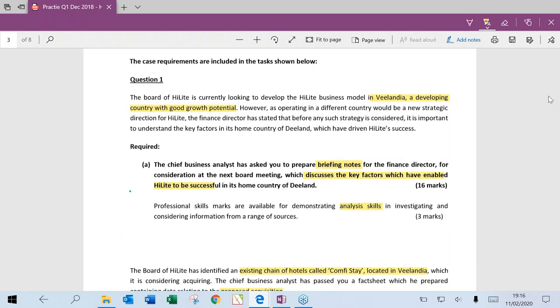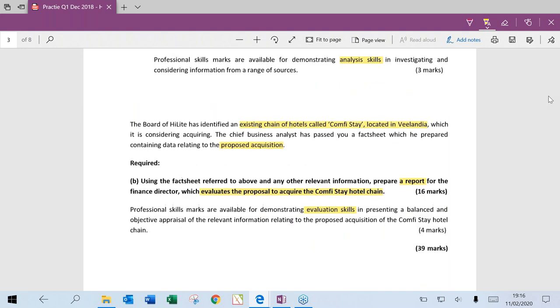And then we did question number 1A yesterday. And now let's look at 1B. The board of Highlight has identified an existing chain of hotels called Comfy Stay located in Villandia, which it is considering acquiring. The chief business analyst has passed you a fact sheet which he prepared containing data relating to the proposed acquisition. Required: Using the fact sheet referred to above and any other relevant information, prepare a report for the finance director, which evaluates the proposal to acquire the Comfy Stay hotel chain, 16 marks.